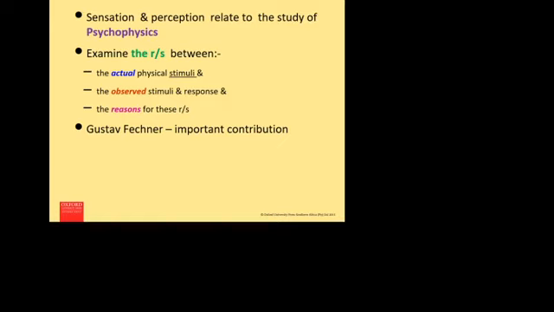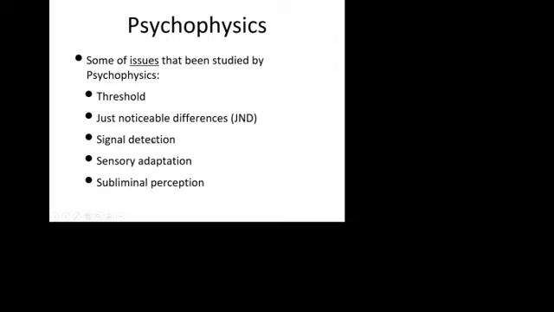So the actual physical stimulus is the same, everyone sees perhaps the same, but we have different understandings because we perceive and observe the stimuli differently. So psychophysics studies the relationship between actual physical stimuli and the observed stimuli and responses, and the reason for this relationship. The person who contributed to this study, psychophysics, is called Gustav Fechner.